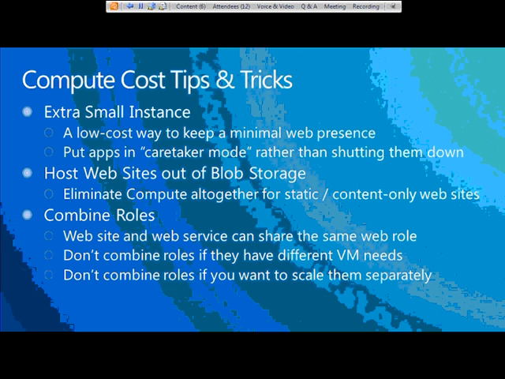And then on the roles that you do host in a compute service, you may want to take your website and your web services and share them in the same web role. Now sometimes you don't want to do that. You don't want to do that if they have completely different VM needs or they're not compatible. But I'm thinking here, for example, a typical ASP.NET website and a typical WCF web service. Those combine very easily in the same solution in Visual Studio, and they can deploy to the same role. However, don't do this in a large-scale system if you want to preserve the ability to scale your website and your web services separately, or if they have wildly different authentication models. Those might be reasons to use separate roles.